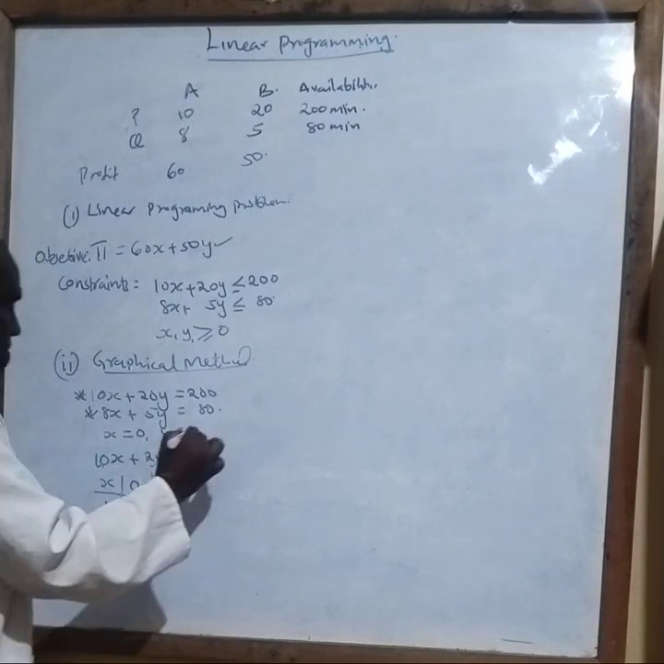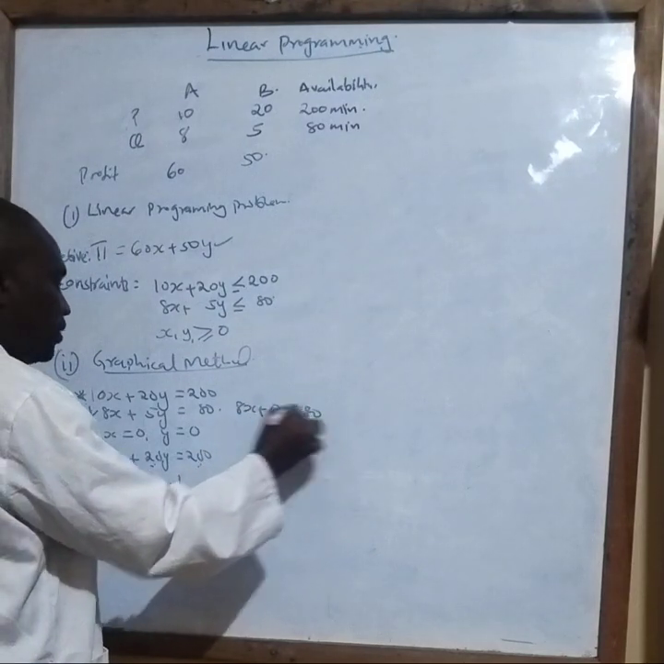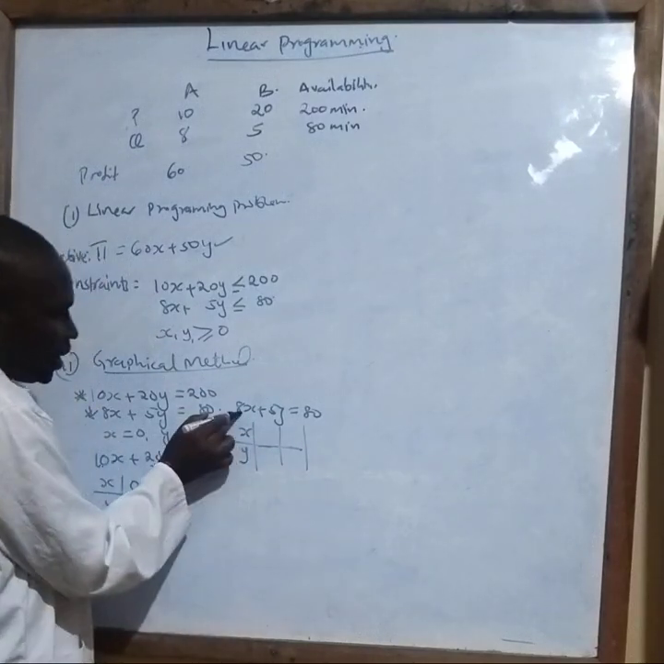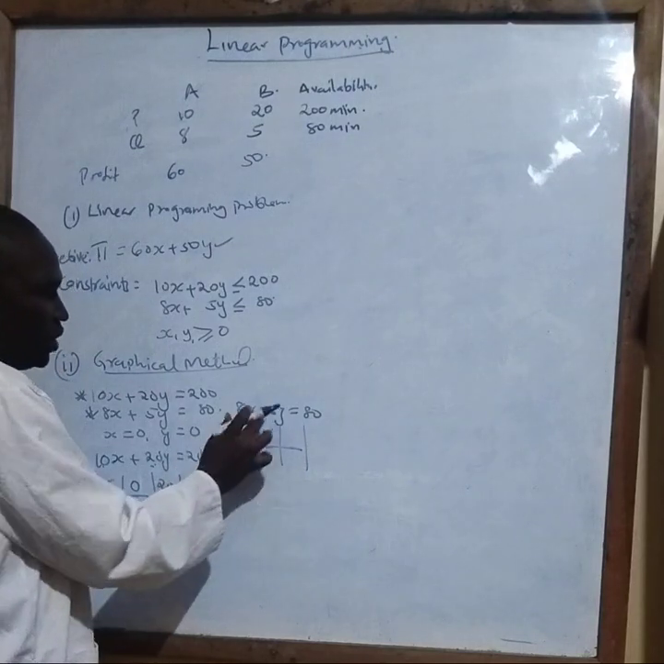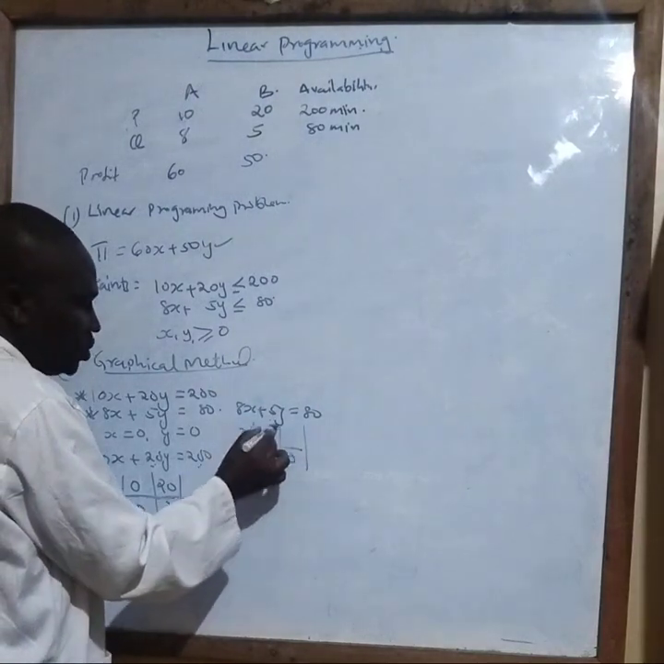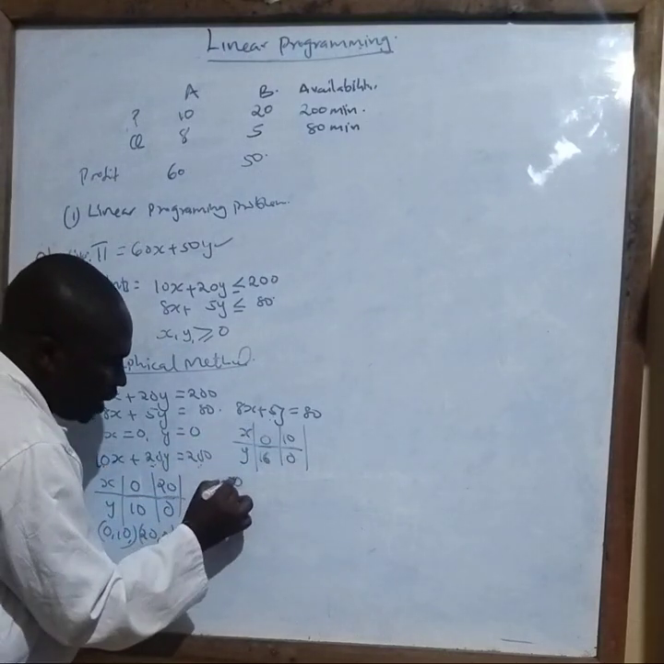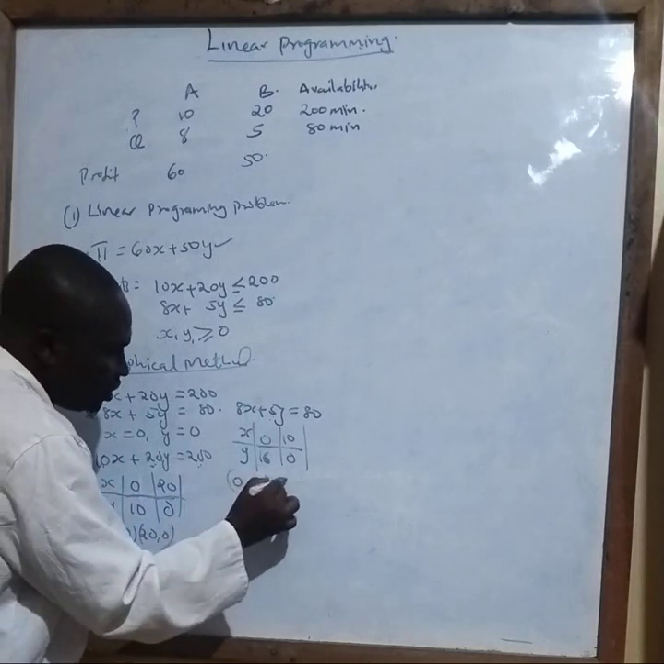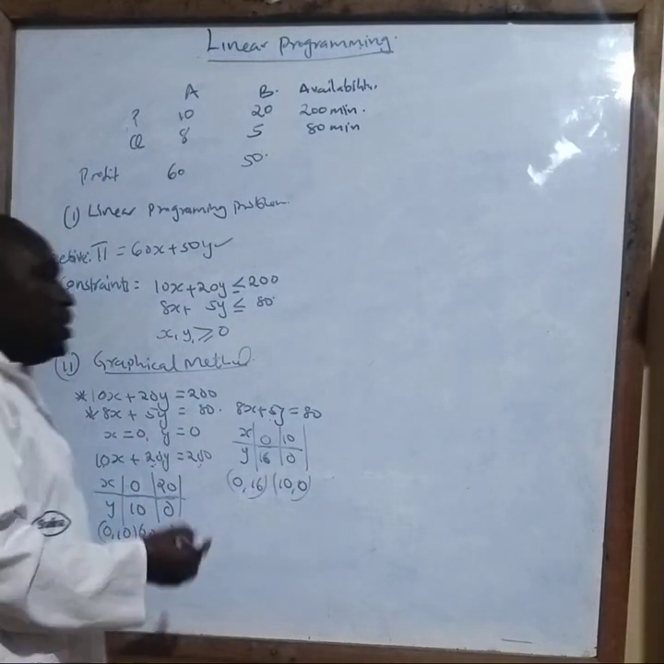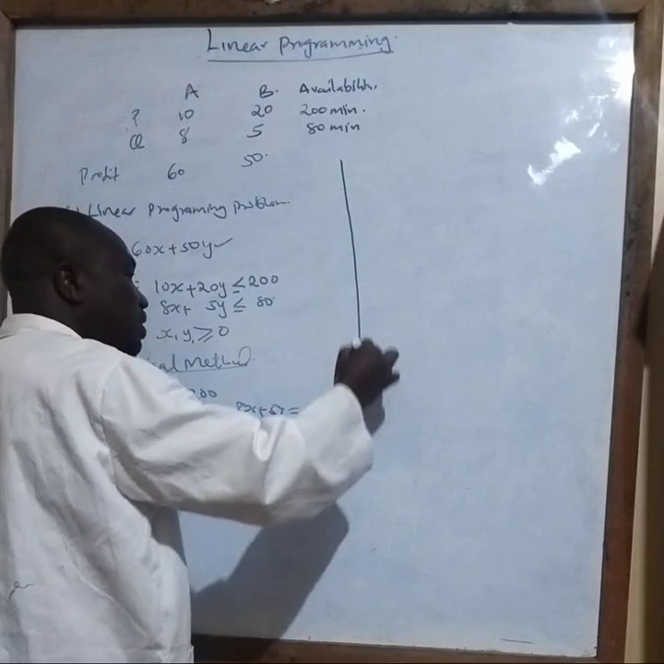The second equation is 8x plus 5y equals 80. When x is 0, y will be 80 divided by 5, which is 16. When y is 0, x will be 10. The coordinates will be 0, 16 and 10, 0. Once you have this information, we plot it in our graph. Let's now have our model.